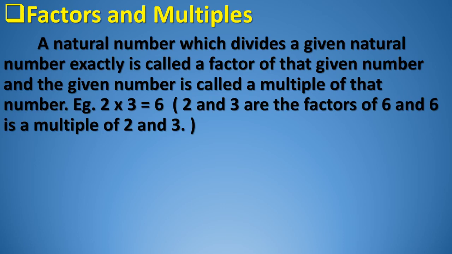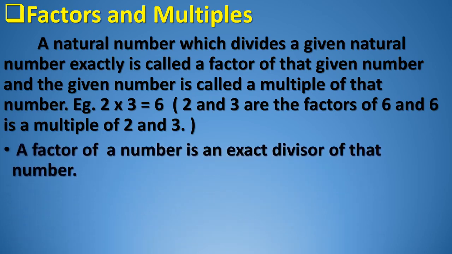See the example: 2 multiplied by 3 equals 6. So 2 and 3 are the factors of 6, and 6 is a multiple of 2 and 3. A factor of a number is an exact divisor of that number, which divides the given number exactly without leaving any remainder.